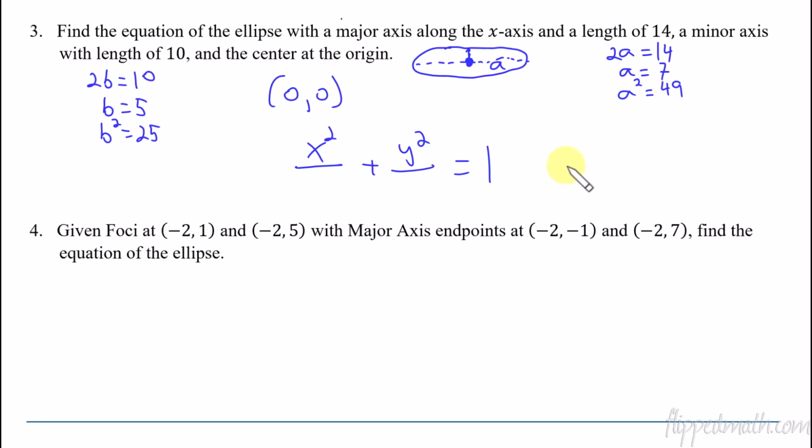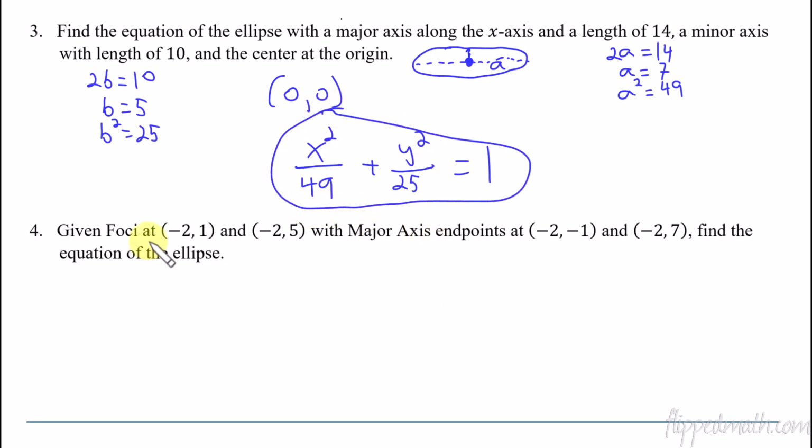It equals 1. Now, what goes on the bottom? Does the 49 go here? Does the 49 go there? Remember, the a is always going to go in front with x as long as we did this correctly and figured out that 49 is larger, right? 49 and 25. And so the larger number has to go underneath the x since it is a horizontal ellipse. And the smaller number will go underneath the y since that will be the minor axis up and down. And then that's it. That is your equation.